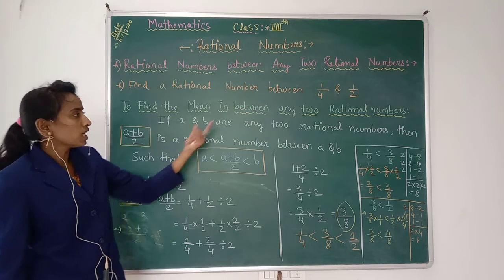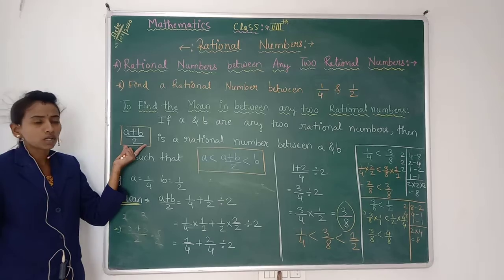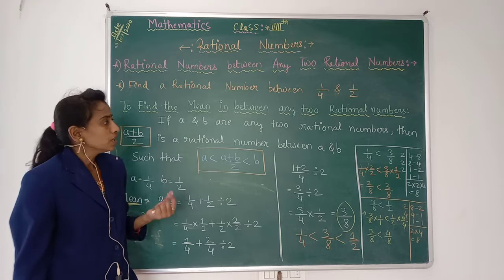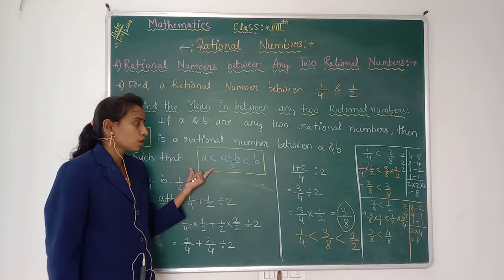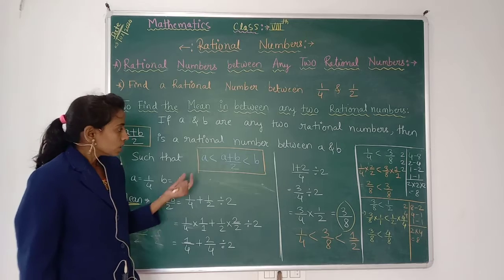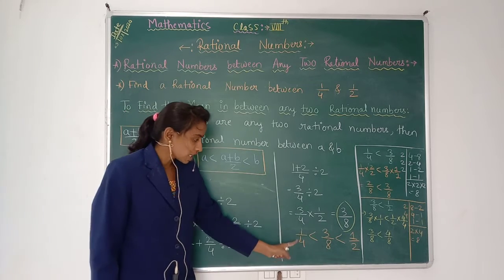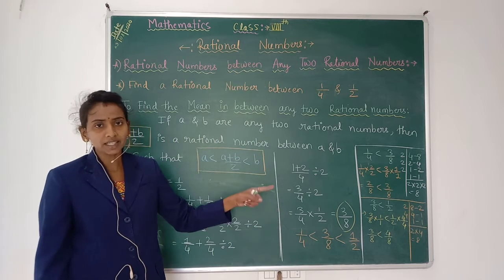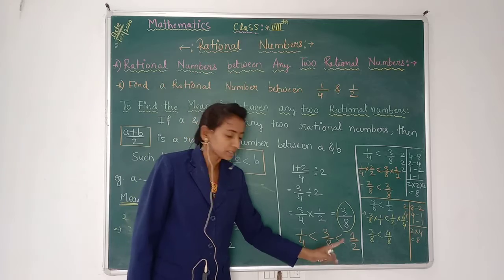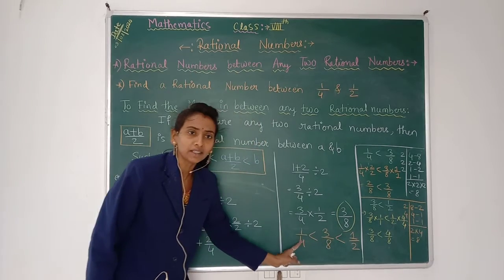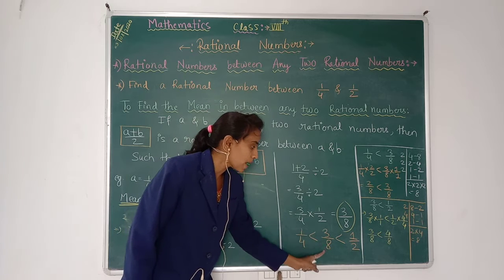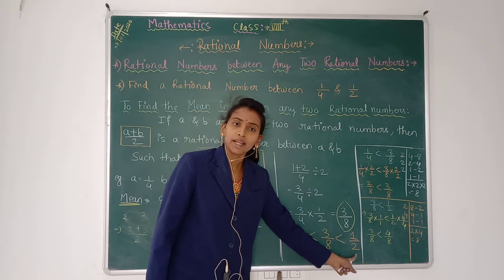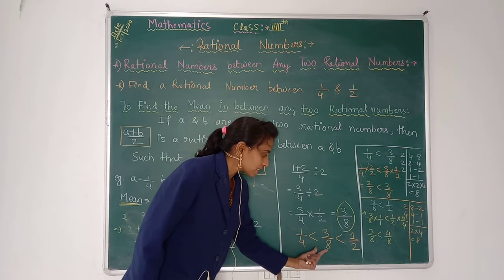So only find a plus b divided by 2, and directly you are getting 3 by 8 as the middle number. Okay. So whether this condition holds good or not, we will check now. So a is 1 by 4, which is less than the middle number 3 by 8, and also 3 by 8 is less than the second rational number 1 by 2.